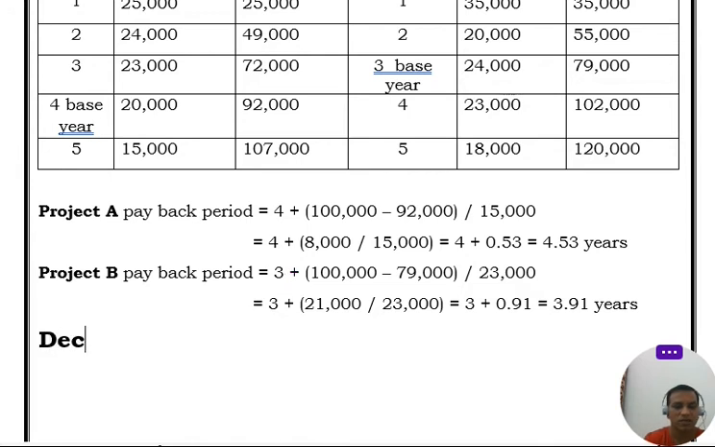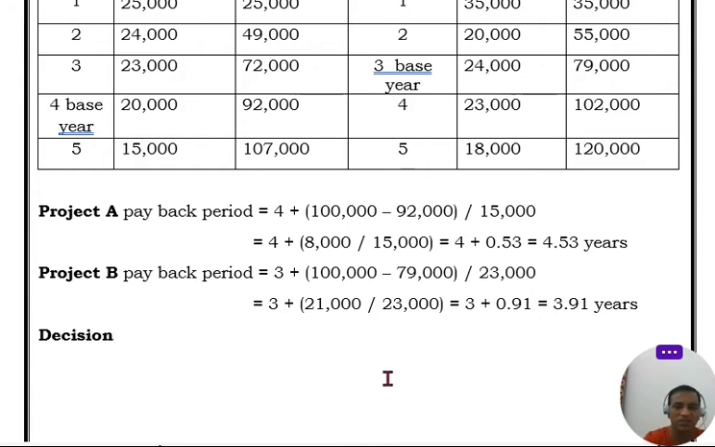So the decision, as I told you before, is that the project which gives the least payback will be accepted. Project A 4.53, project B 3.91. Which is the least one? 3.91. Project B is the least one. So that's why project B should be accepted.